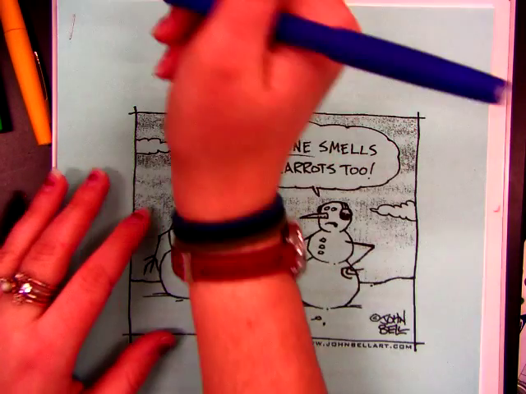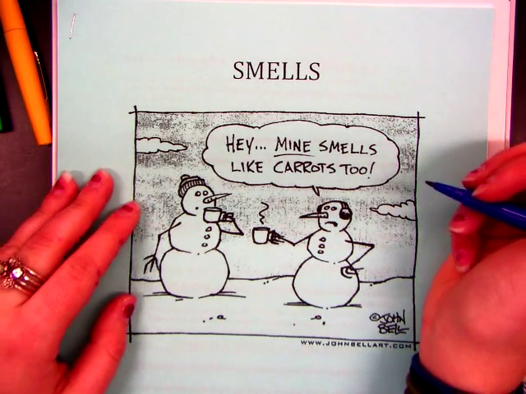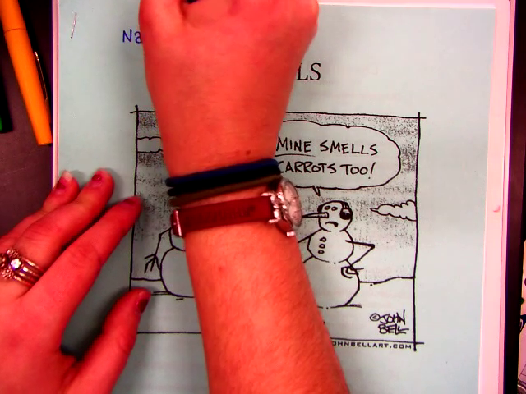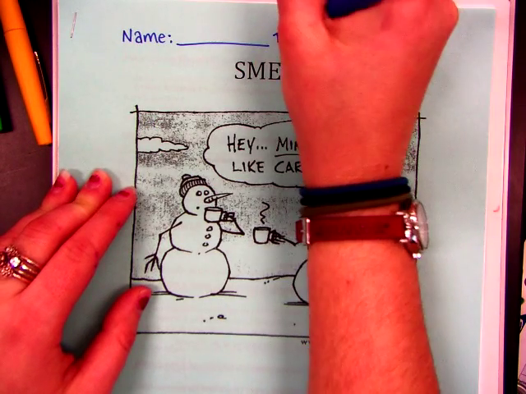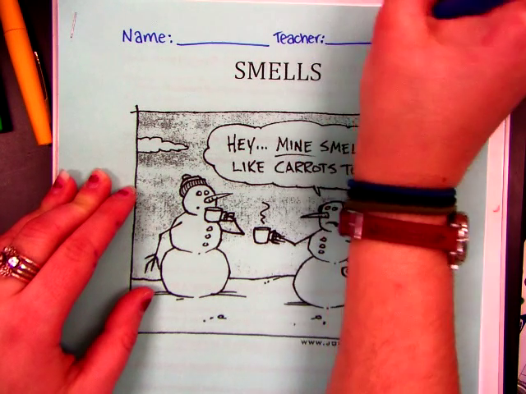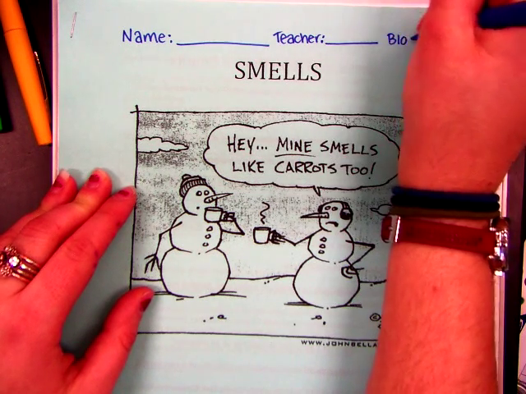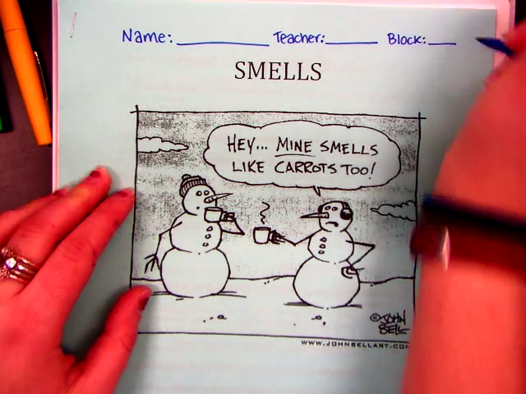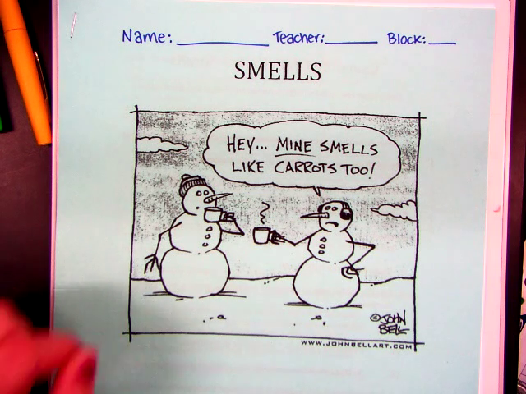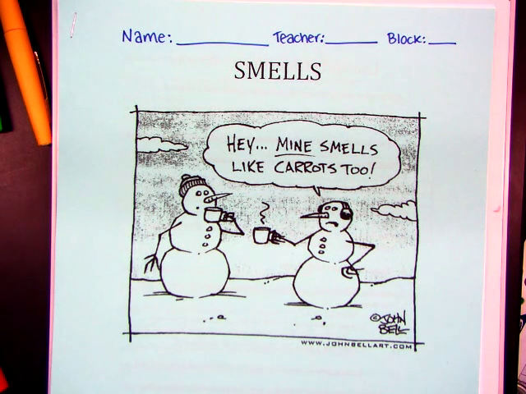So you should all have your new smells packet. Please at the top write your name, write your teacher's name, and write the block that you have class at the top. So write your name, teacher's name, and your block. And then flip open to the back of the blue page.